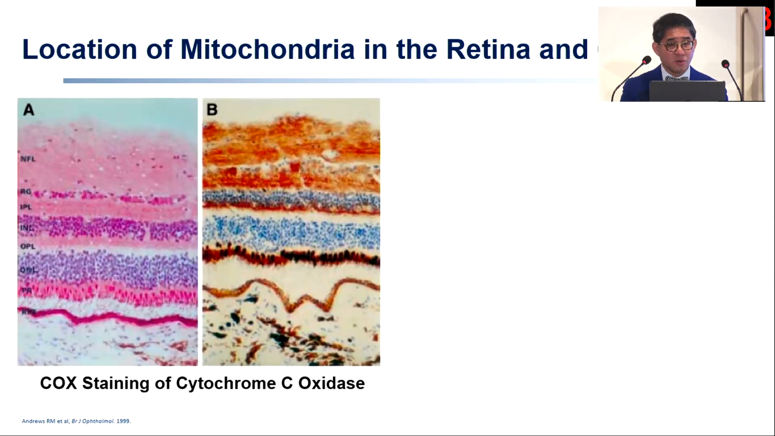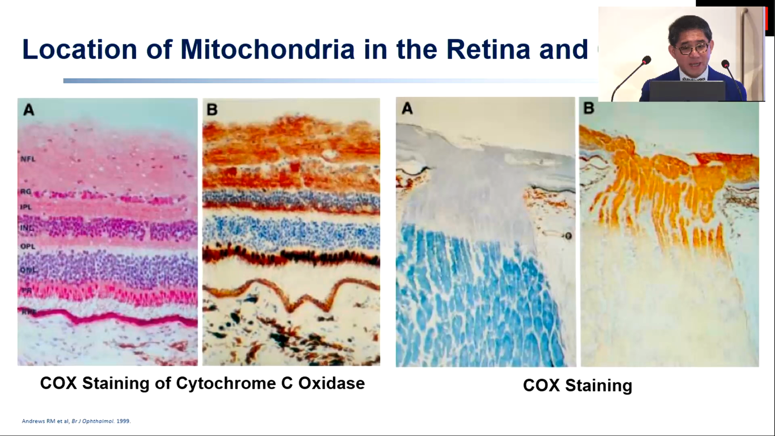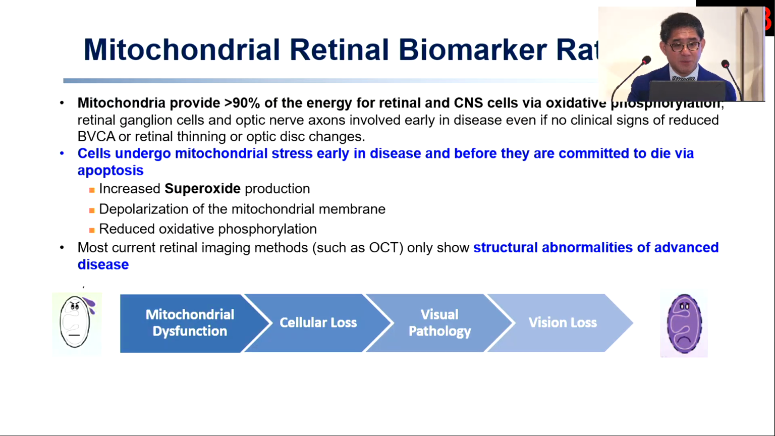Where is the mitochondria in the eye? So they actually look in different parts. On the left-hand side there, you would see the presence of mitochondria in the retina, and on panel B, that's where the stain using the vitamin C oxidase. On the right-hand side, between non-stain and stain, you can also see the presence of mitochondria in the optic nerve as well. So we know that in different parts of the eye.